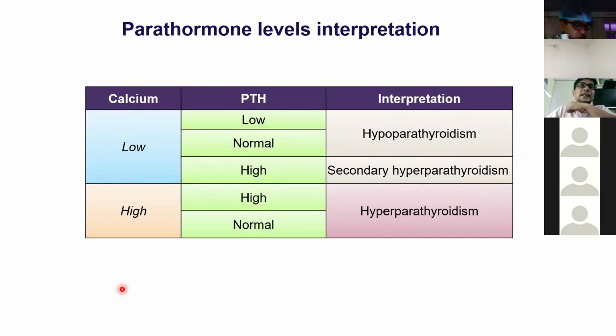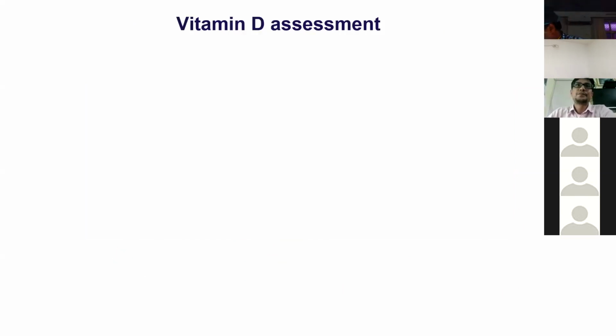And if the calcium level is high and PTH is high, no doubt it is hyperparathyroidism. And even in conditions of normal PTH, if the calcium is high, we should always suspect hyperparathyroidism.